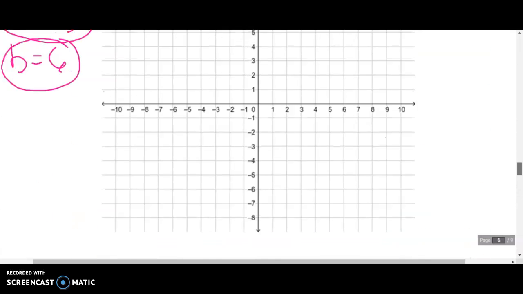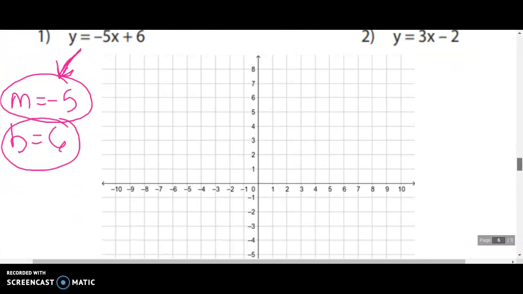So for this one, if we know the y-intercept is 6, we know that our line passes through the point (0, 6), and knowing that we have a slope of negative 5 means that if I go down 1, 2, 3, 4, 5, and over 1, there we go. Now, all I need are 2 points.